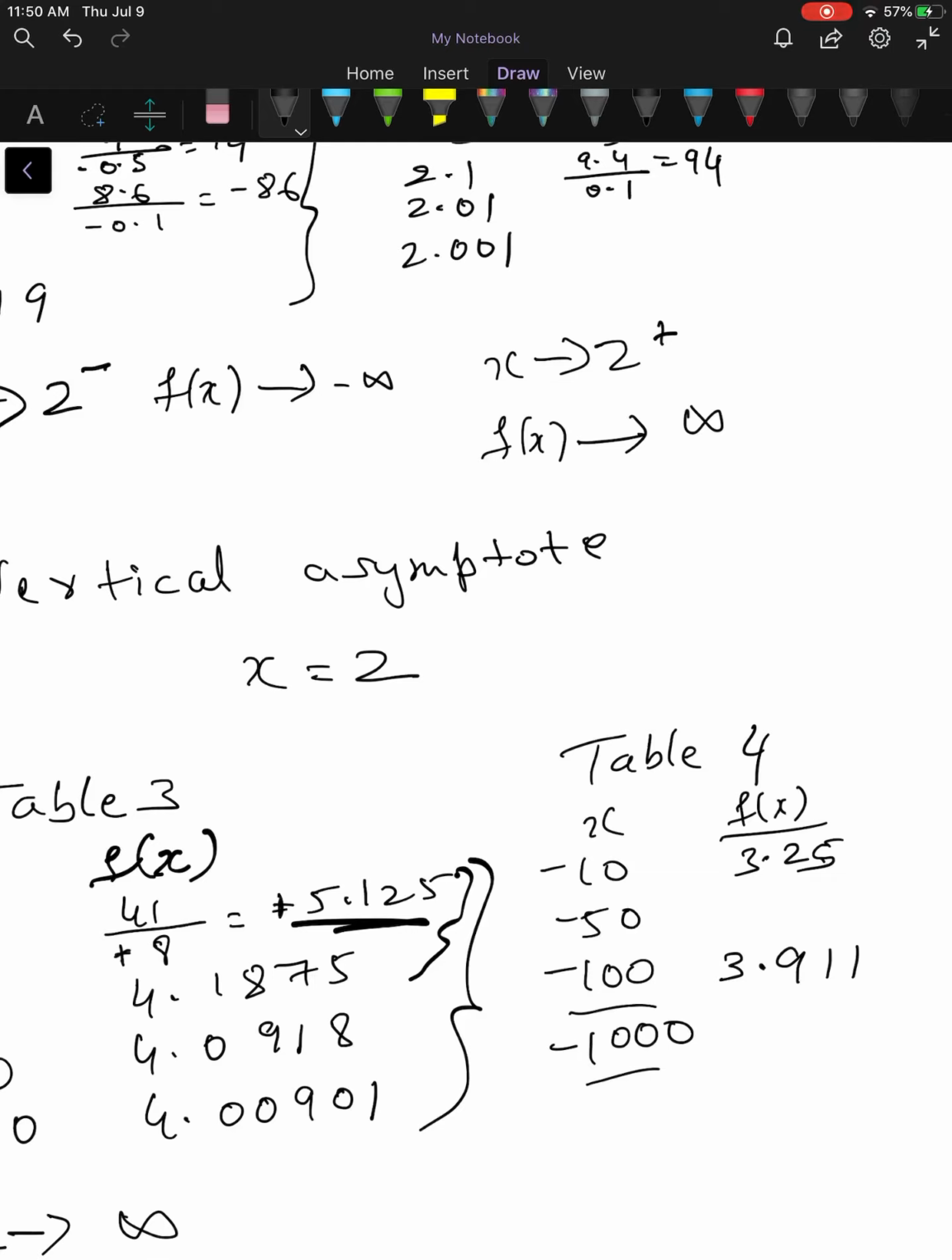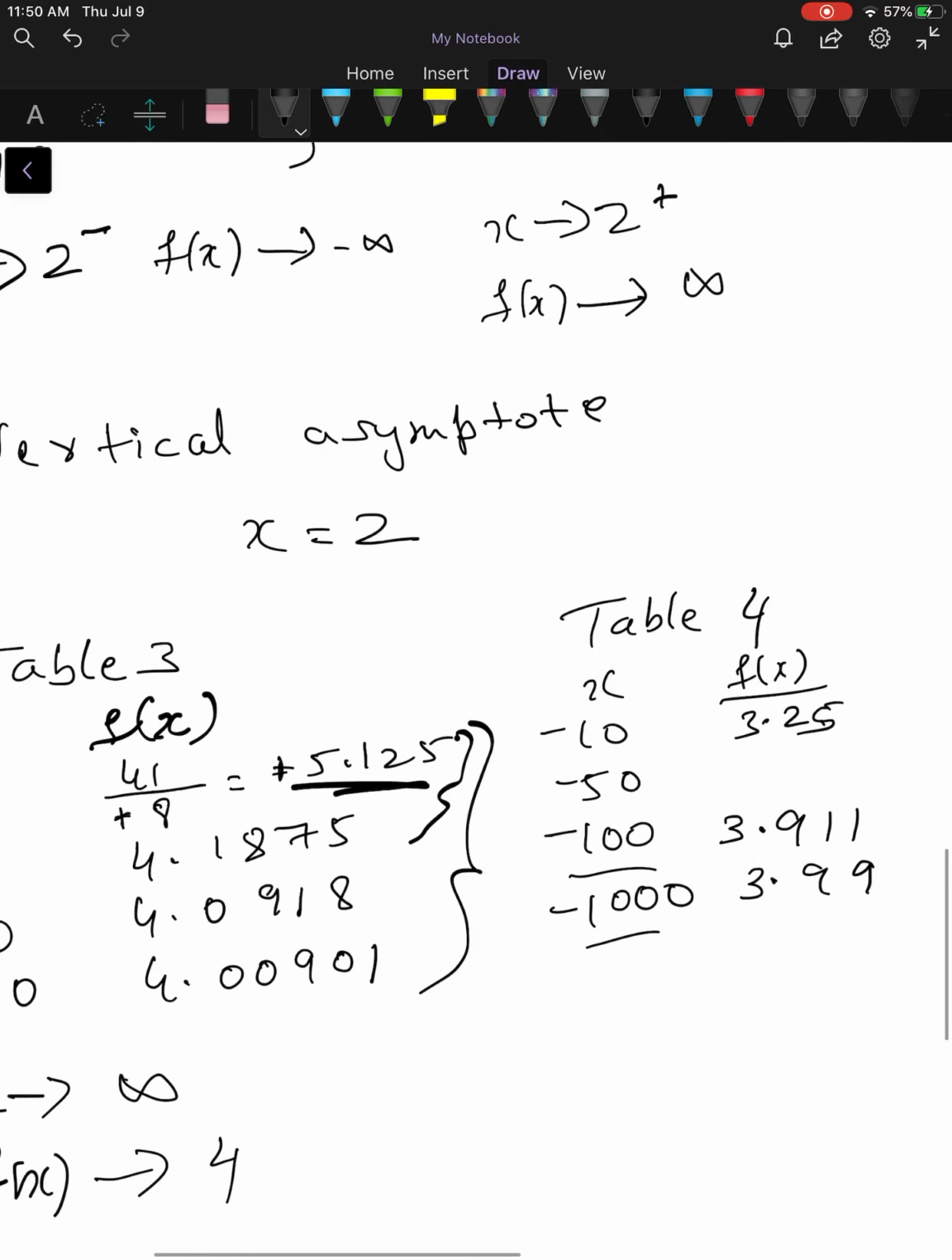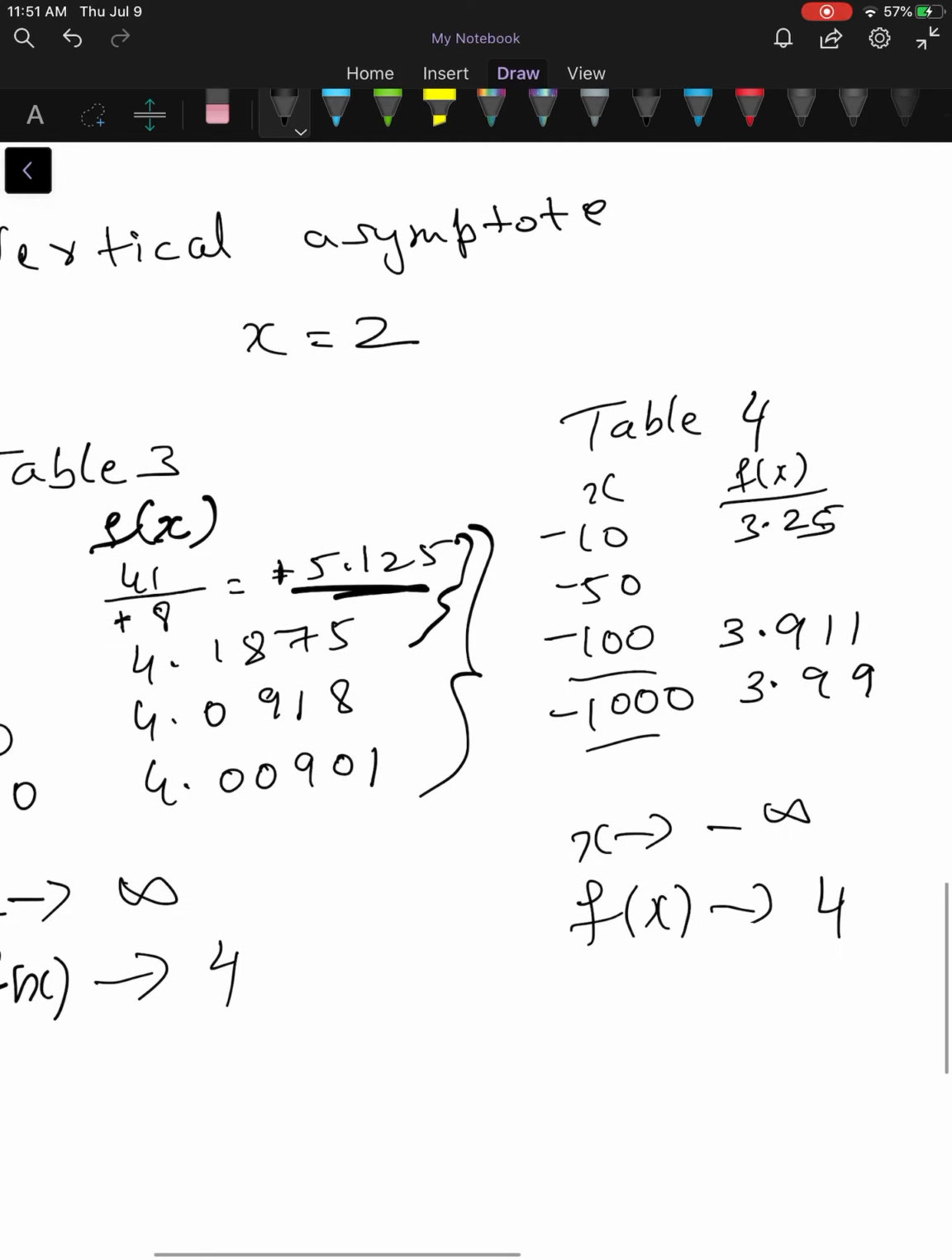Okay, so negative 1000. So negative 4000 plus 1 is negative 3999 divided by negative 1000 minus 2, that is negative 1002. So that would be 3.99. So it is approaching 4 again. So as x tends to negative infinity, f of x will tend to 4 again.